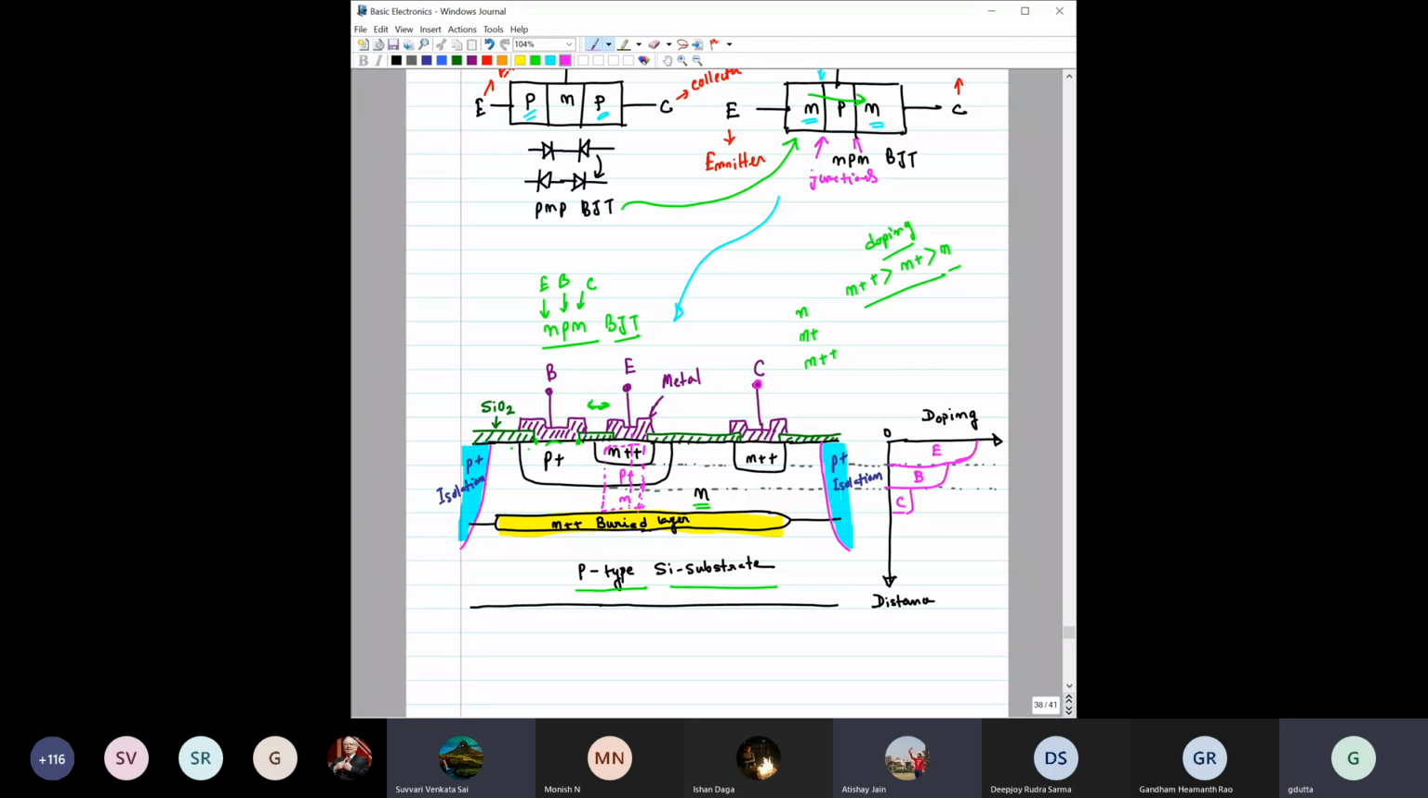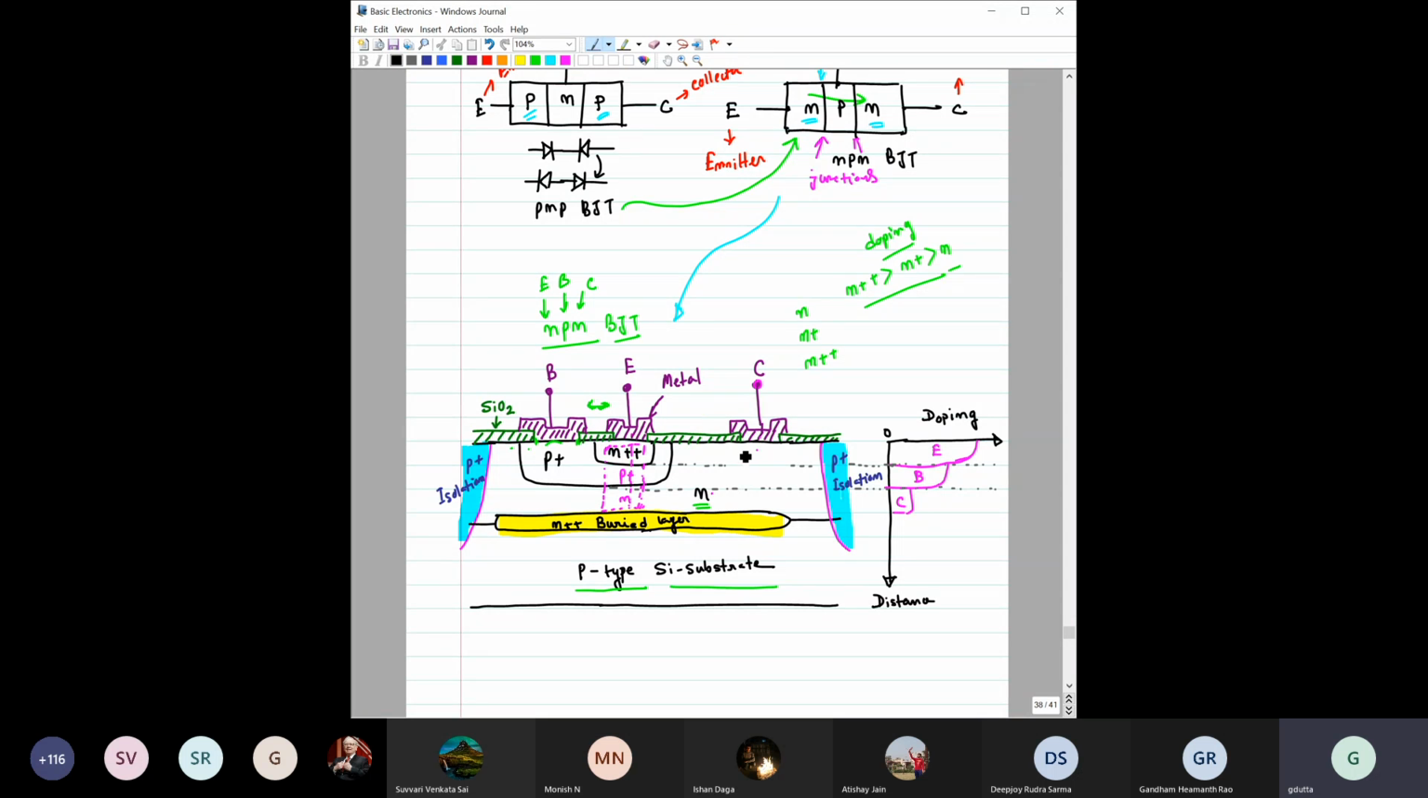Sir, the collector terminal is also connected to N++ region. Could you please repeat? Sir, the collector terminal is also connected to N++ region. Yeah, you are right. The collector terminal is connected to N++. This is just because you have to reduce the contact resistance between this metal and this N region. If you removed this as well, this device would still show the transistor action. It's not like it will not show.